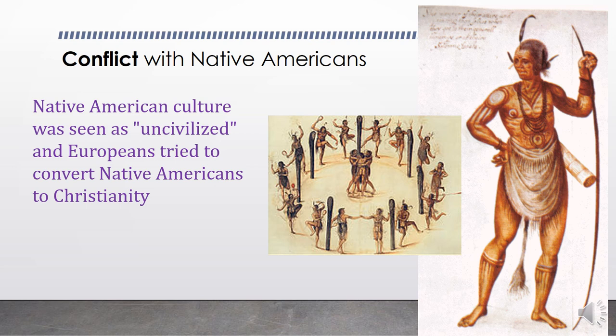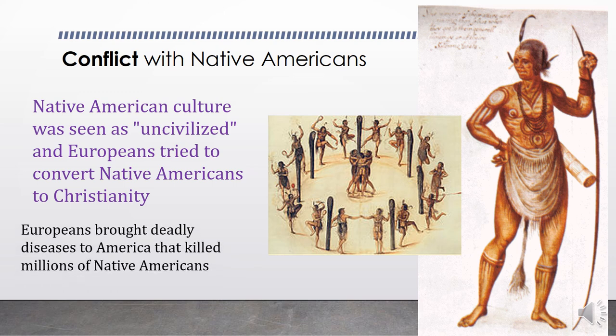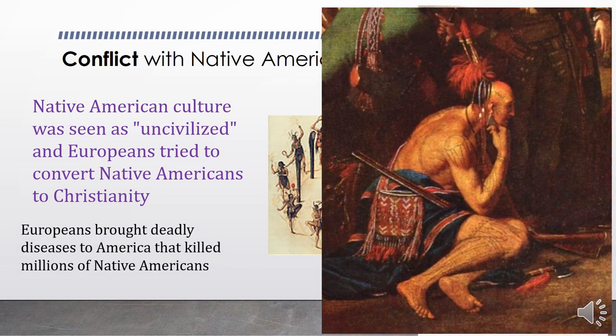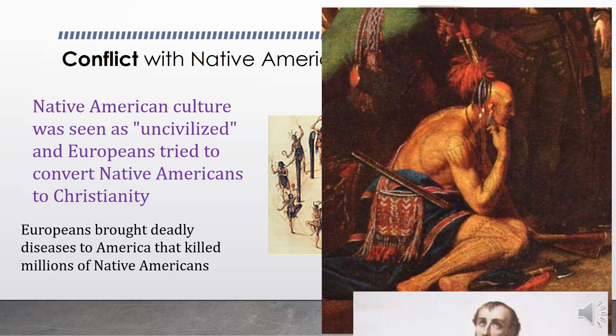Remember when John White comes over in 1585, we saw that he drew these watercolor paintings of the Native Americans who lived here, and his depiction might have brought some fear into the eyes of the English when they saw his paintings. The way he depicted them was as uncivilized, and they did not know God in the way that Europeans knew God, and so this was a huge motivation for Europeans to go over and try to convert Native Americans to Christianity in the hopes that they would quit their savage ways, their uncivilized ways. We also know, though, that the Europeans brought deadly diseases to America that killed millions of Native Americans.